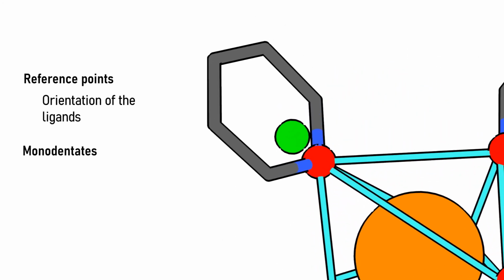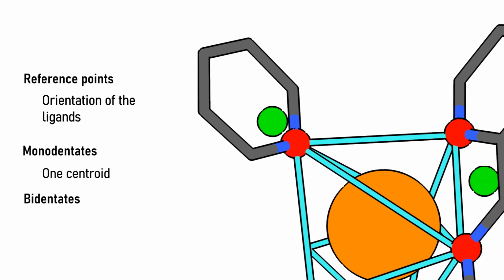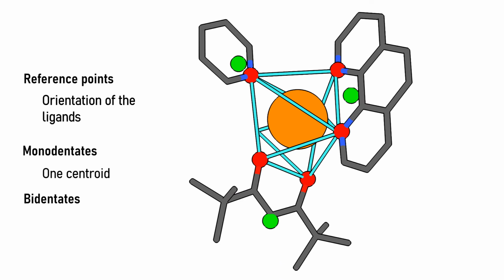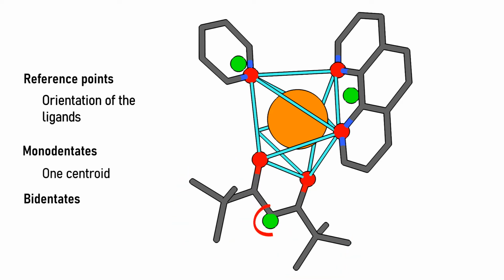For monodentates, this point is computed as the centroid of the atoms bound to the coordination atom. For bidentates, one partial reference point is computed for each tooth, separately. When a bidentate tooth is bound to multiple atoms, its partial reference point is the centroid of these atoms. For a bidentate tooth bound to a single atom, its partial reference point is the centroid of the atoms bound to this single vicinal atom. The centroid of these partial reference points is the final bidentate reference point.